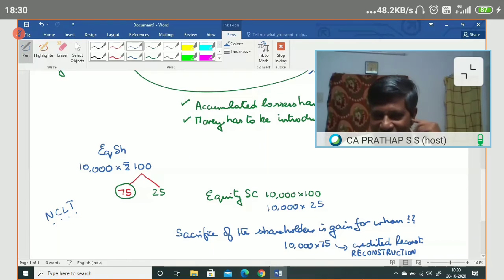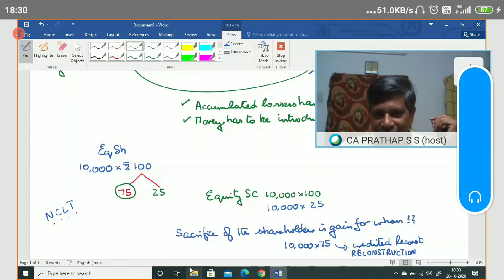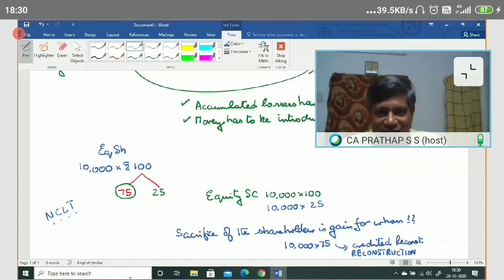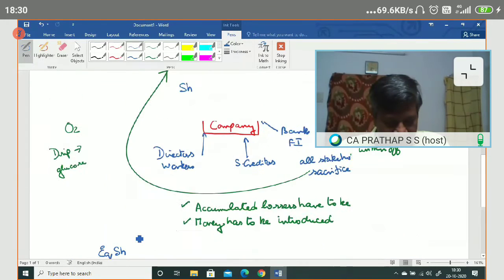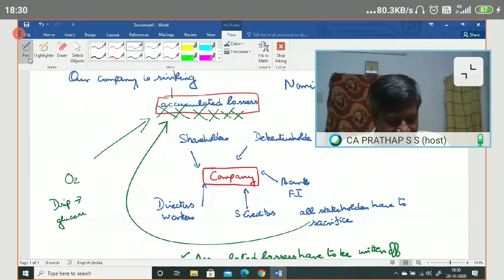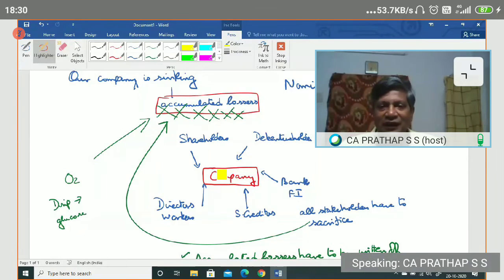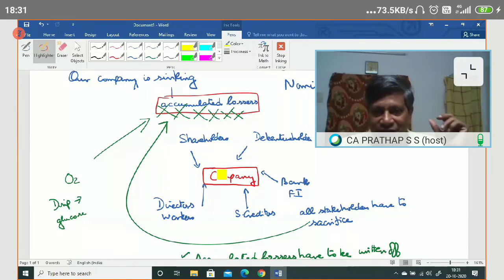You're getting a feel of it, guys. You're getting a feel of the thing. We'll do a sum, it'll become very clear. The thing is, the sacrifice of the stakeholders is a gain for the company. Who are the stakeholders? All these guys are the stakeholders: shareholders, directors, creditors, banks, debenture holders. Their sacrifice is a gain for the company. This gain will be credited to the reconstruction account, and that credit balance will be used to write off the accumulated losses. This is the basic movement in the reconstruction account. Are you guys okay? You're understanding somewhat?